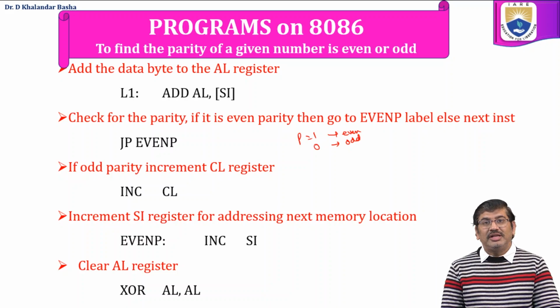When the parity bit is equal to 0, that is for odd parity, this condition fails, so the next instruction will be executed. So we are going to increment the CL register. Once you fetch the next data, every time we want to clear the AL register, so for that we use XOR AL comma AL.